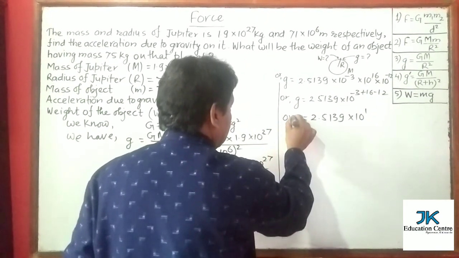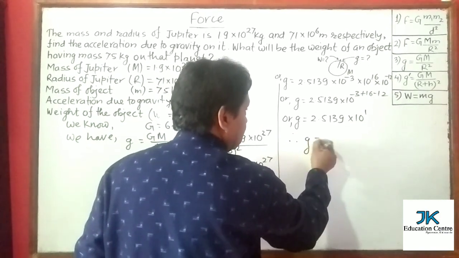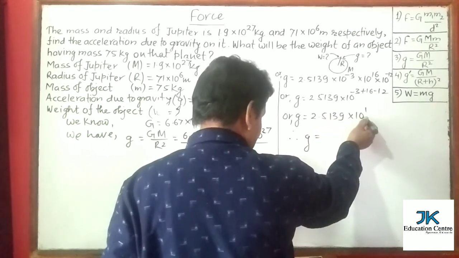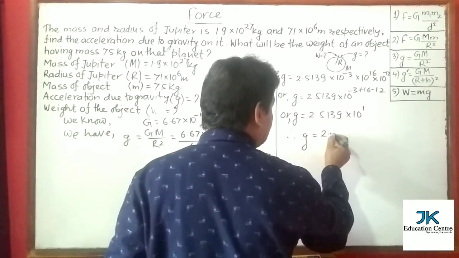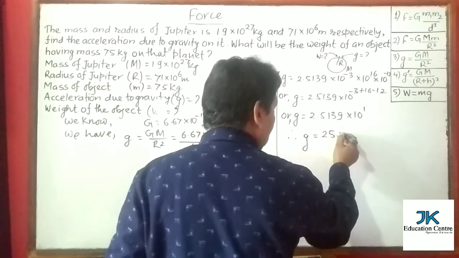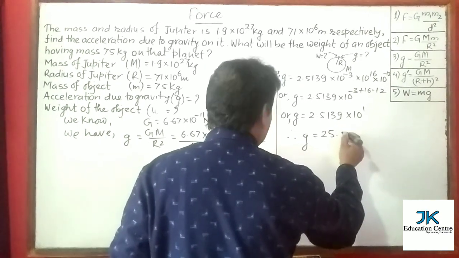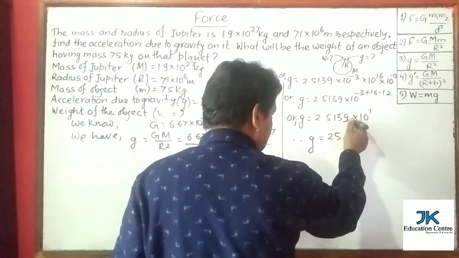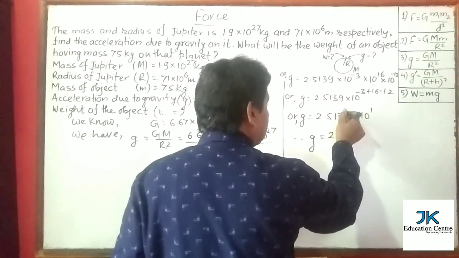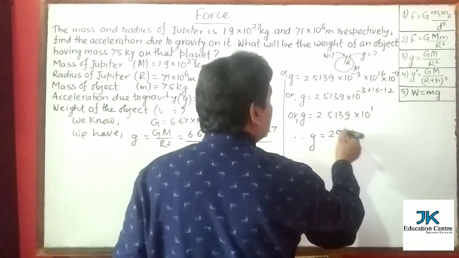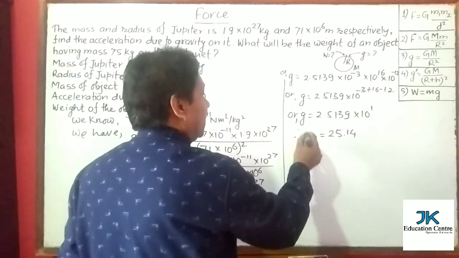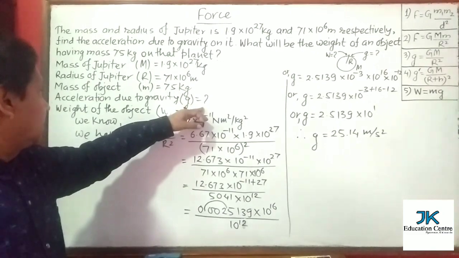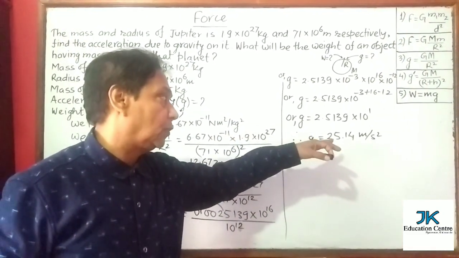Here this is not the final answer, that's why I'm writing again. Or therefore g is equal to, now we are multiplying this 2.5139 with 10. If it is multiplied, then it becomes 25.139. Instead of writing many digits, I am writing only 2 digits, 1, 4, because the third digit is more than 5. That's why I'm taking 1 from the third digit to the second digit after the decimal point, and it is 25.14. And the unit of acceleration due to gravity is meter per second square. This way we got one answer. g is equal to 25.14 meter per second square.